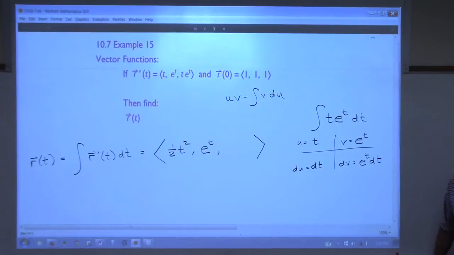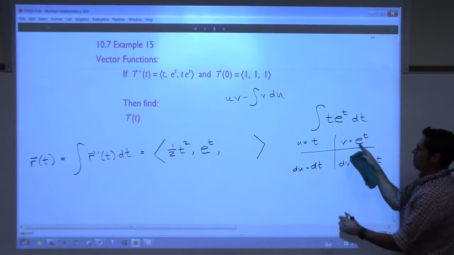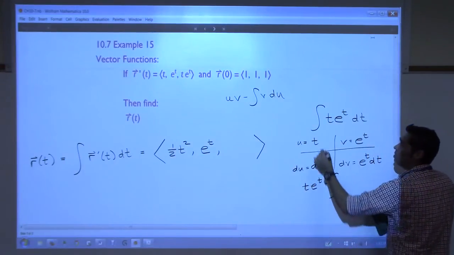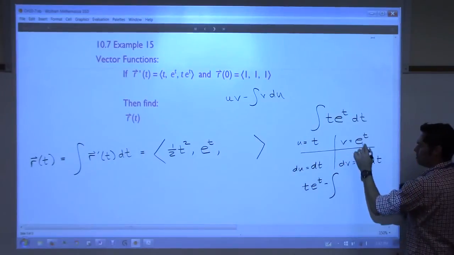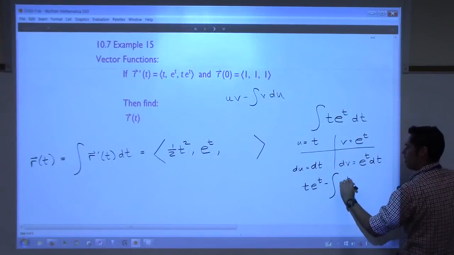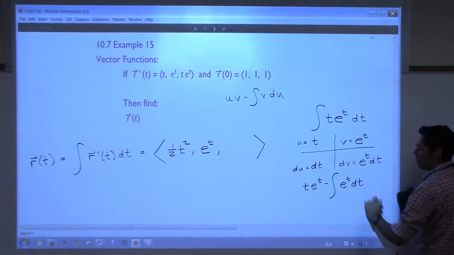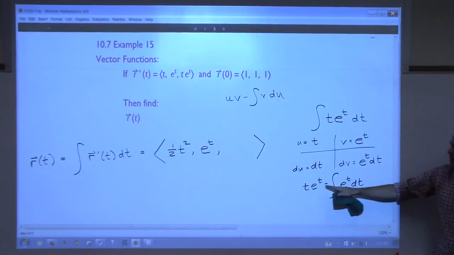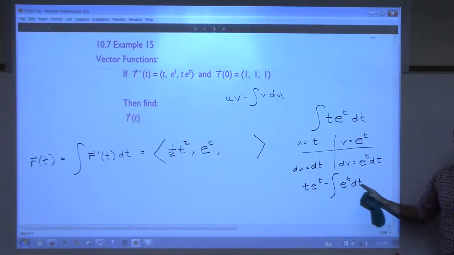Does that look familiar? So what would that be? It'd be t e to the t minus a new integral, which would be v du, so e to the t dt. And the antiderivative of e to the t is just itself. So the antiderivative of this should be t e to the t minus e to the t.